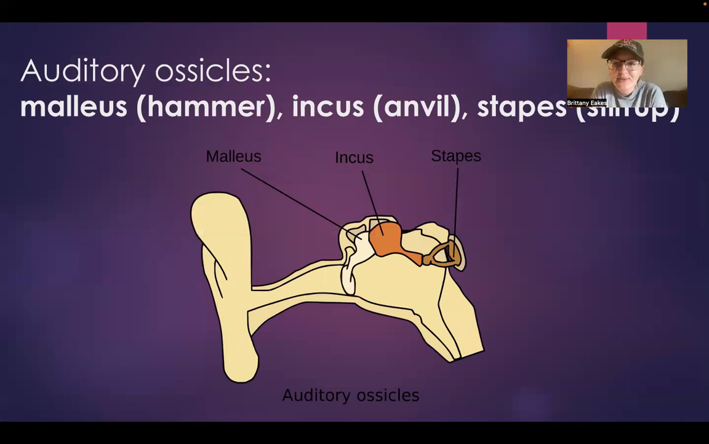The auditory ossicles are the bones of the ear, and they're named based on their shape. So we have the malleus, which is the hammer, the incus, which is shaped like an anvil, and the stapes, which is shaped like a stirrup.